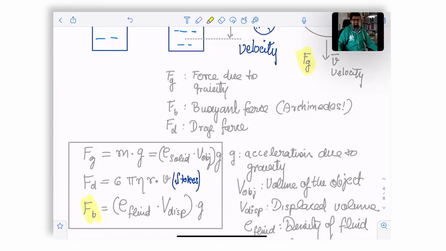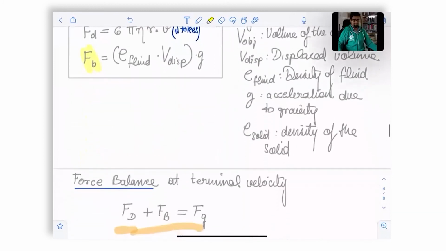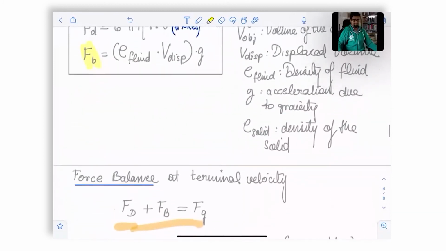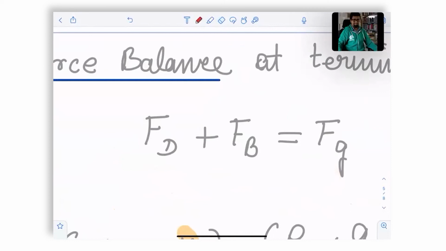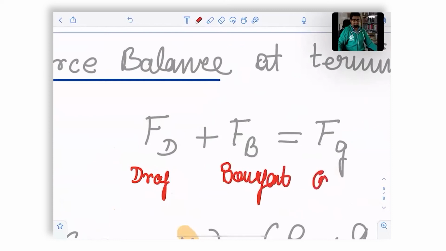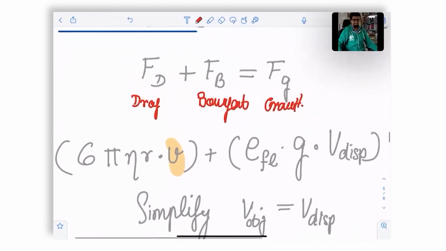Okay. So with all these symbols in hand, we can write a force balance at terminal velocity. Remember, for balance of forces, you need to equate them. So we just equated them. Fd, that is the drag force, plus Fb, the buoyant force, is equal to Fg, which is the gravitational force, right? So let's write this: drag, buoyant, and gravitational, right? Now we substitute the terms.